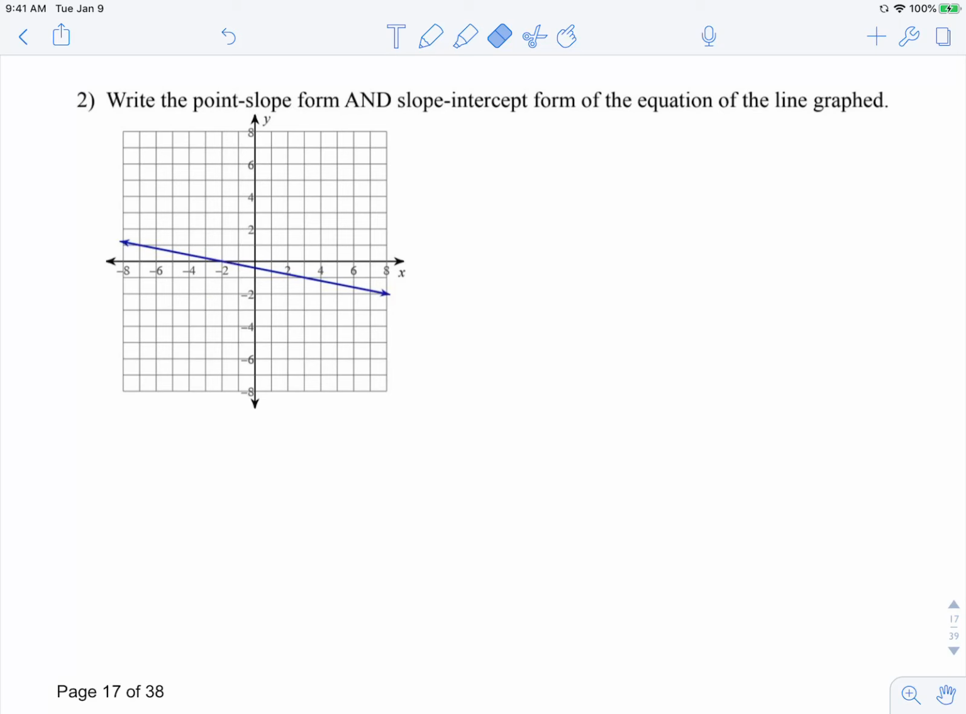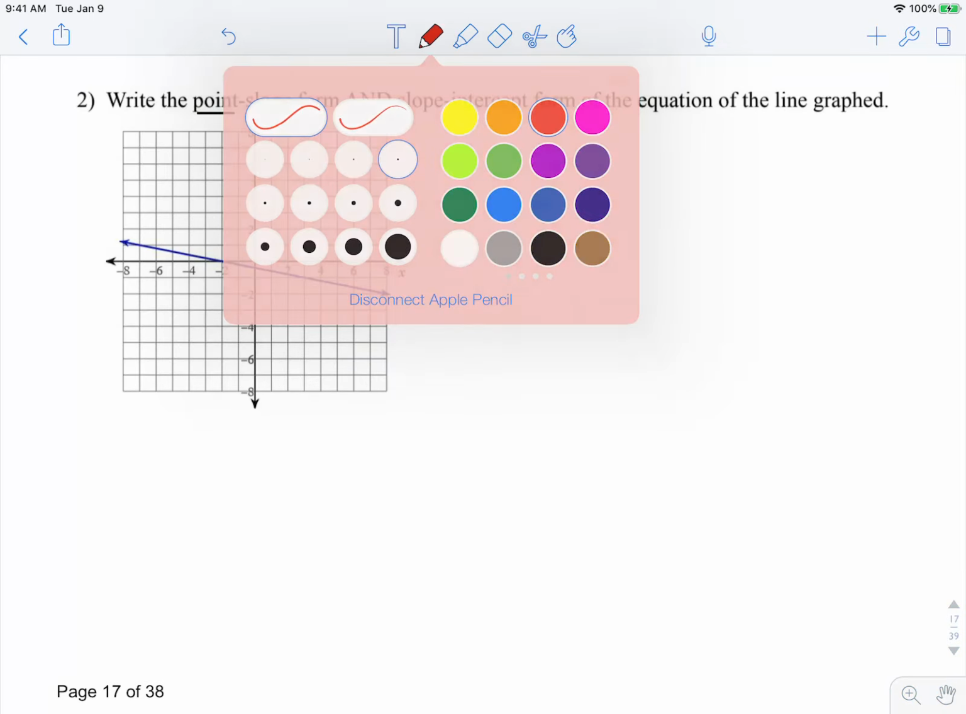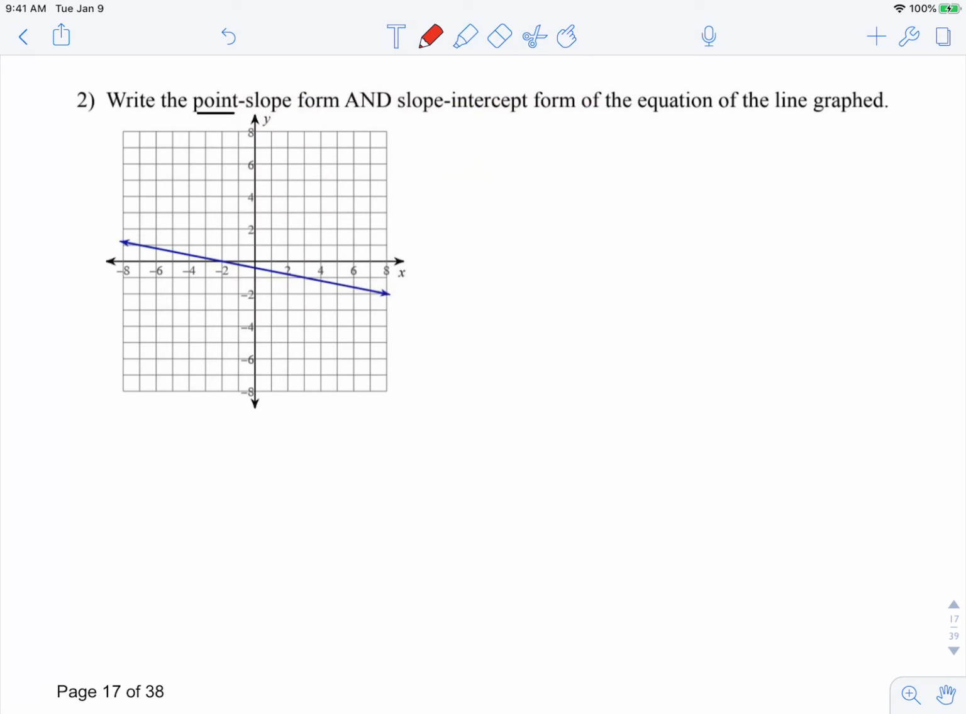Write the point-slope form and slope-intercept form of the equation of the line graph. So if I'm looking for point-slope form, the first thing I need to find is a point. So looking at this graph, where are some exact points?